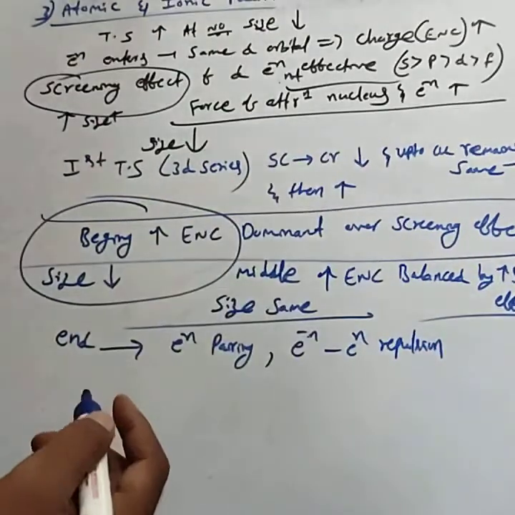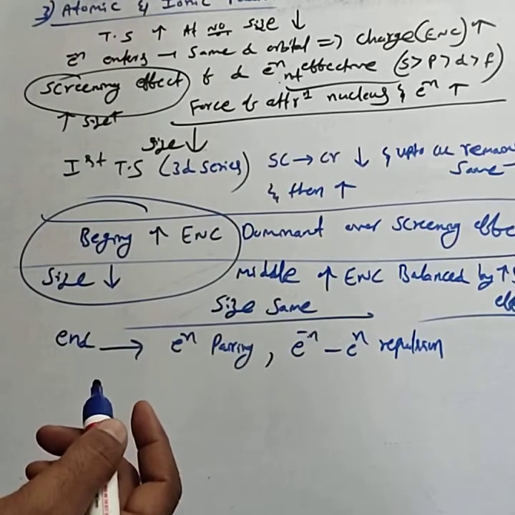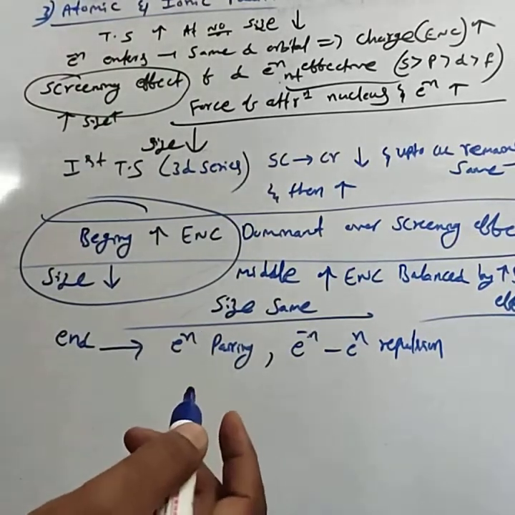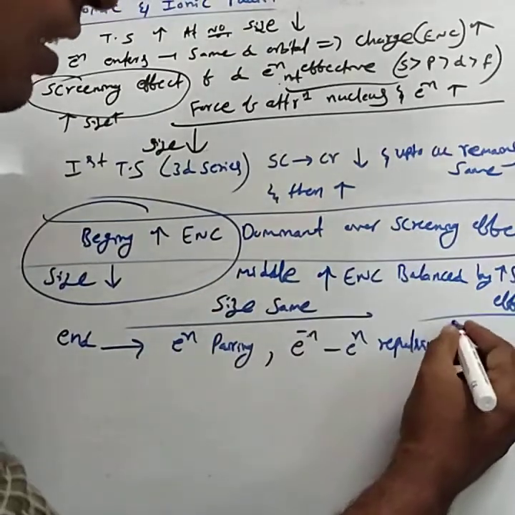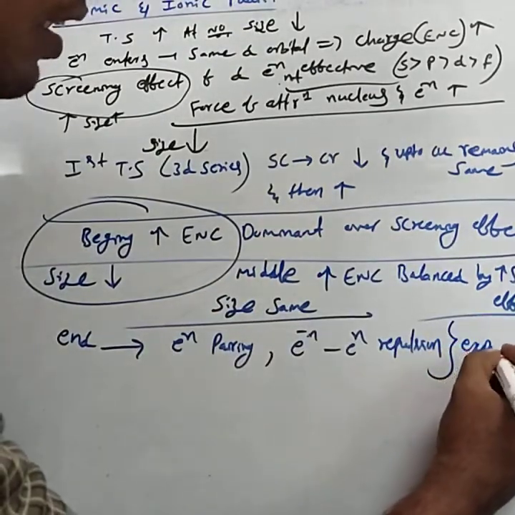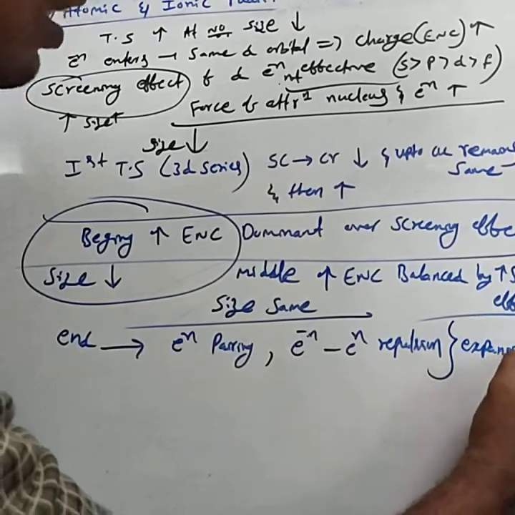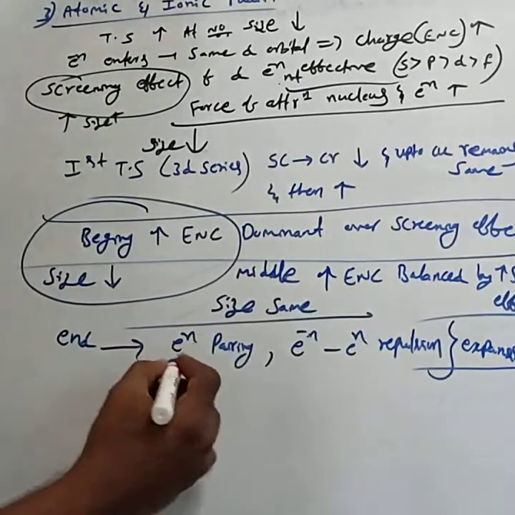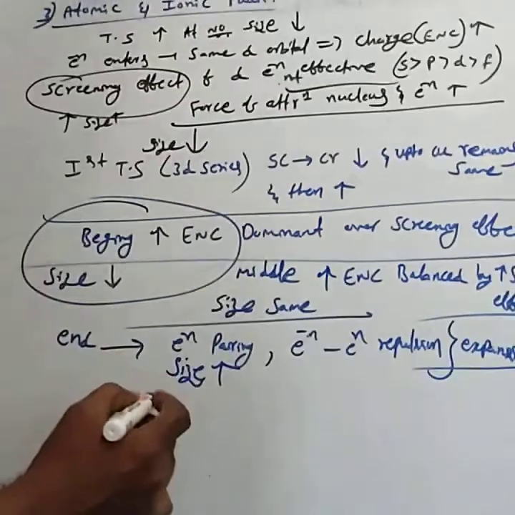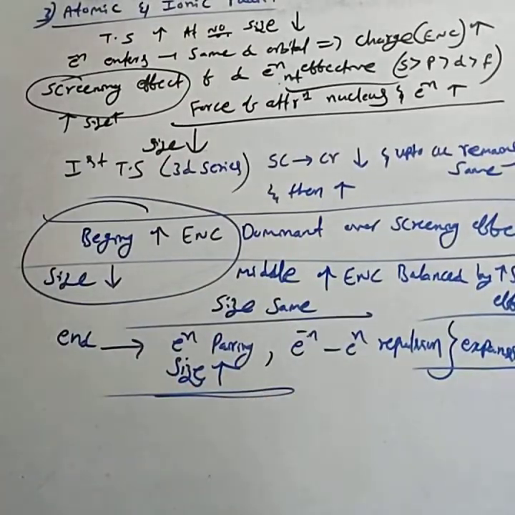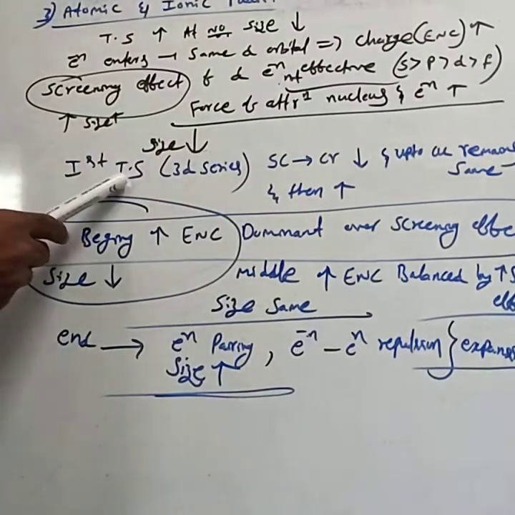Electron repulsion takes place due to the pairing of electrons. This electron repulsion causes a slight expansion. Hence, atomic size increases at the end of the series. This is the reason for the trend in the first transition series.